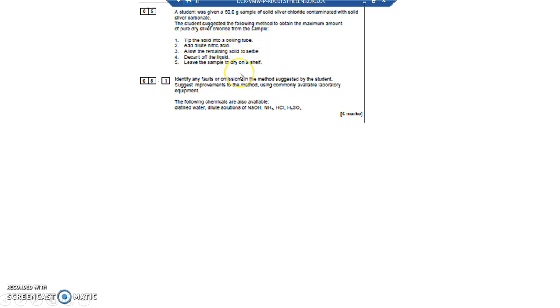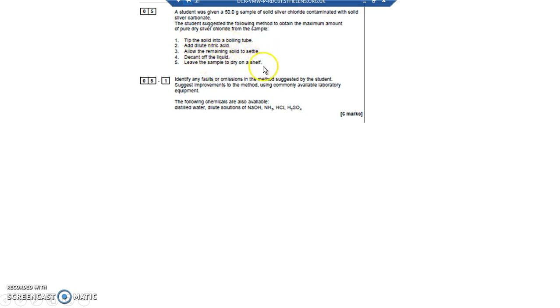It doesn't say how much nitric acid, so how do you know that all the silver carbonate's been used up? I would add an excess of hydrochloric acid. I've got hydrochloric acid available there. I'd use an excess until all the bubbles of carbon dioxide have been made, and then you know that all the silver carbonate's been used up. You haven't got that as an impurity at the end, and you've maximized the amount of silver chloride that you've made. Allow the remaining solid to settle.